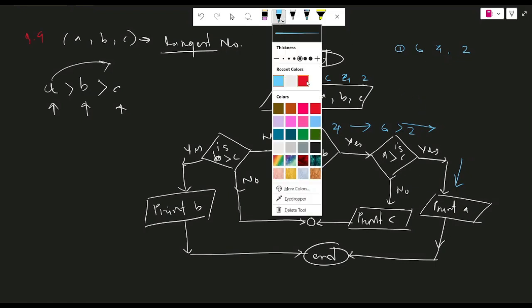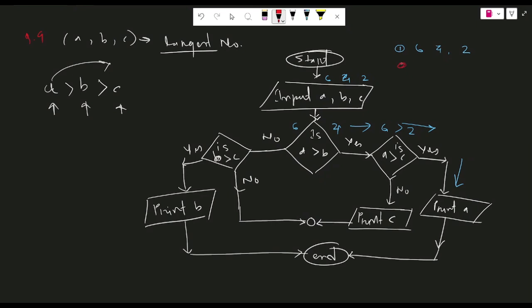Now the second condition, which is 6, 7 and 2. Here a is 6 and b is 7. Now we cannot go this side because this is wrong. See, a is not greater than b. a is 6, b is 7, so 7 is greater. So we will go for this part, which is no. Here b is 7 and c is 2. Is b greater than c? Yes, so it will go for the yes part. So we know that b is greater. It will meet after the end.